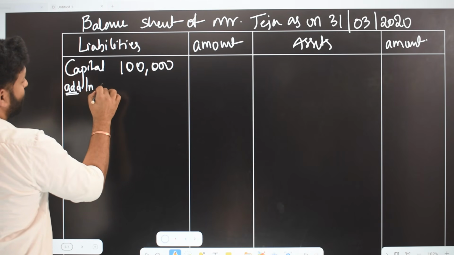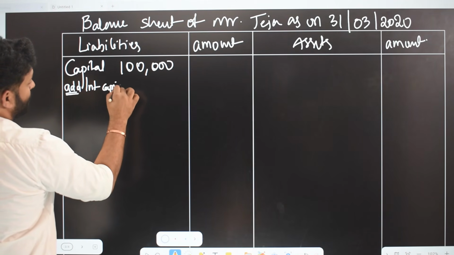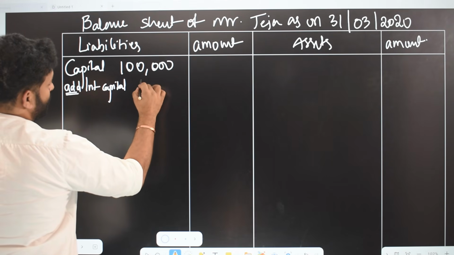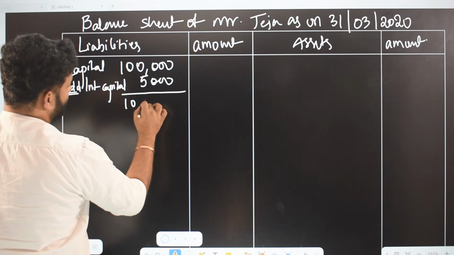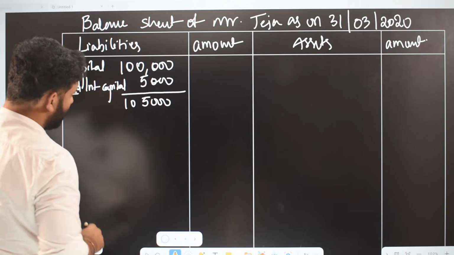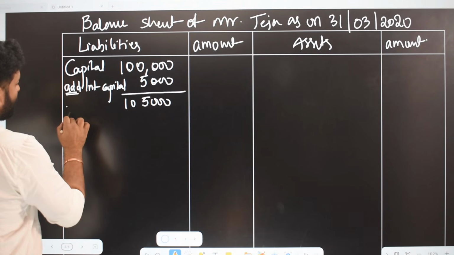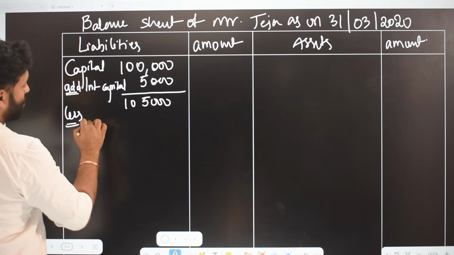Add interest on capital. Interest on capital is 5%, so 5,000. It is 1 lakh 5,000. Clear? Next we have drawings, less drawings.